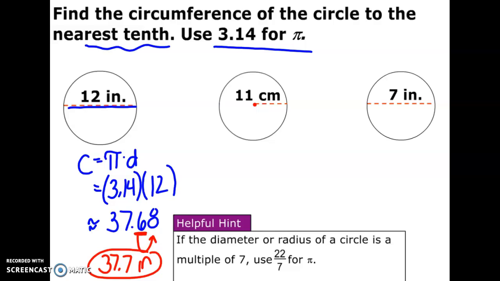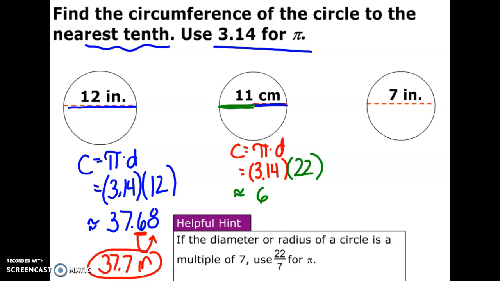Okay, for the second one, once again, my formula is pi times diameter. So I'm going to put 3.14. My diameter, if this distance right here is 11, it means the other half is also 11. So 11 plus 11 would give me 22. So I would take 3 and 14/100ths and multiply it by 22. I'm going to get about 69 and 8/100ths.